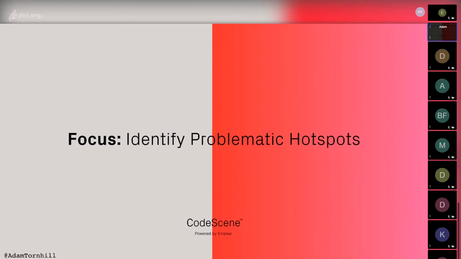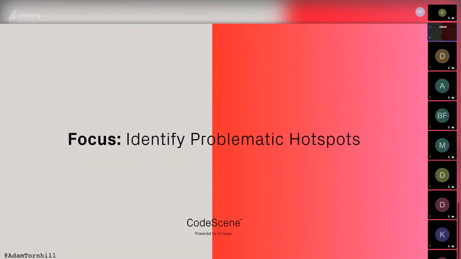What behavioral data alone cannot tell is if we have a hotspot, is it also a problem? Because sometimes you come across code bases where the top hotspots actually look quite good. And when that happens, you're actually in a very good position, because it means the code you work with the most is also code that's easy to modify and easy to understand.